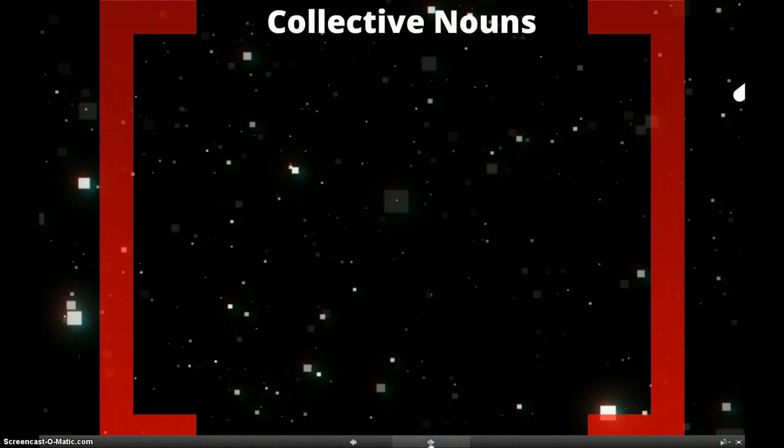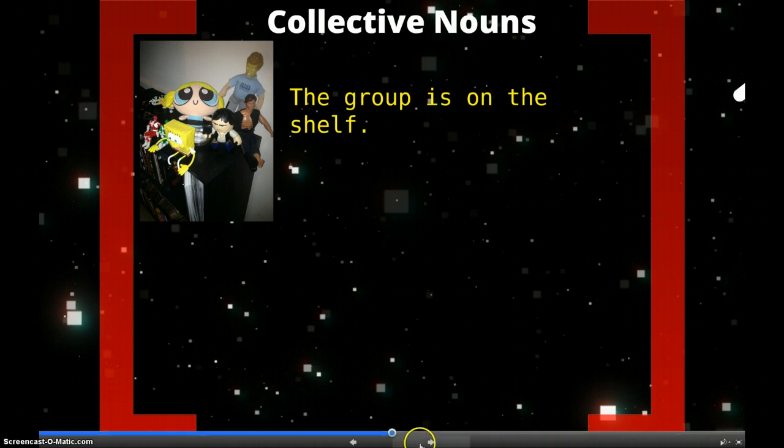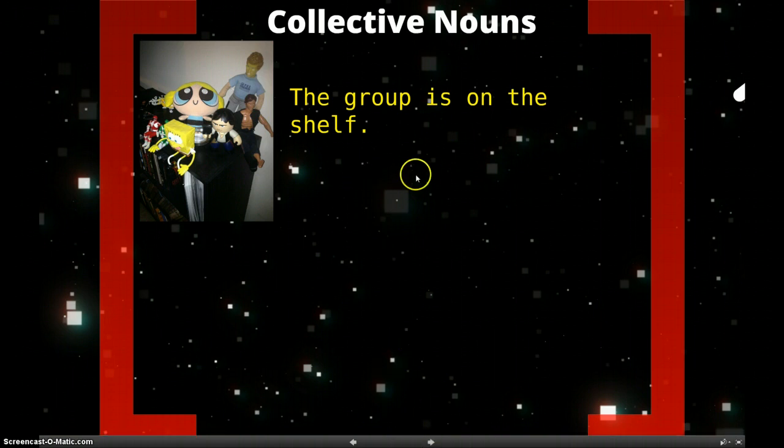Next is collective nouns. These can be tricky. So collective nouns are singular words that refer to groups of people or things. So the group is on the shelf. This is one group that is on the shelf. So it takes a singular verb.